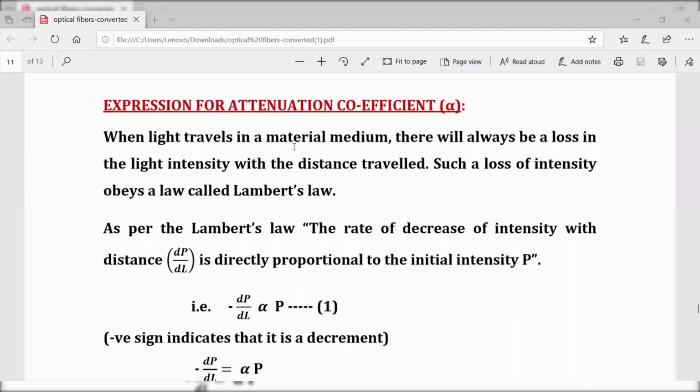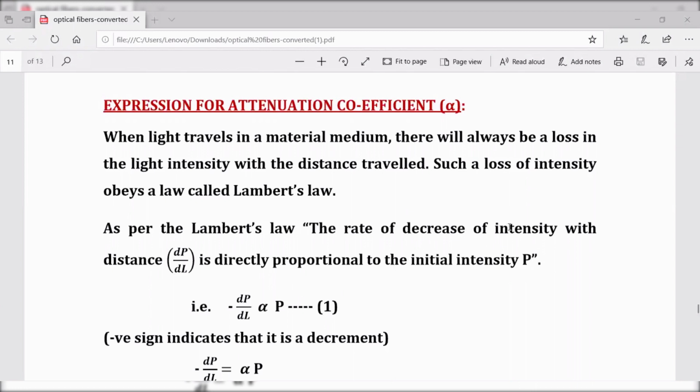Dear students, let us start with the next topic, expression for attenuation coefficient alpha. When light travels in a material medium, there will always be loss in the intensity of light with the distance traveled. Such a loss of intensity of light obeys a law called Lambert's law. As per Lambert's law, the rate of decrease of intensity of light with the distance traveled is directly proportional to its initial intensity P.